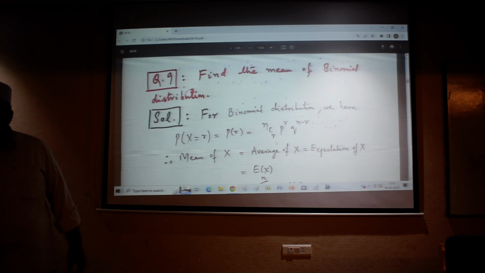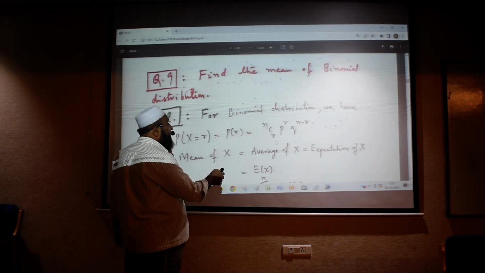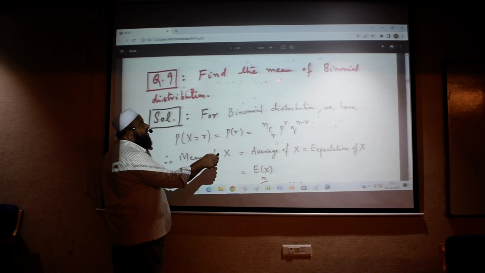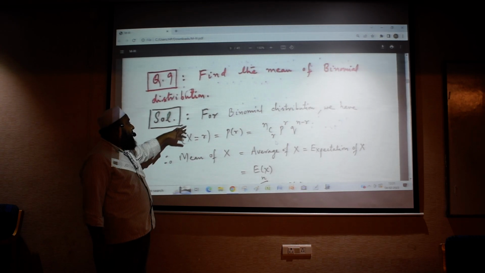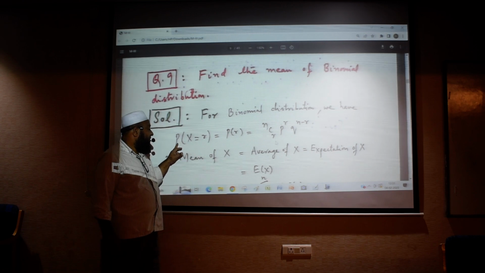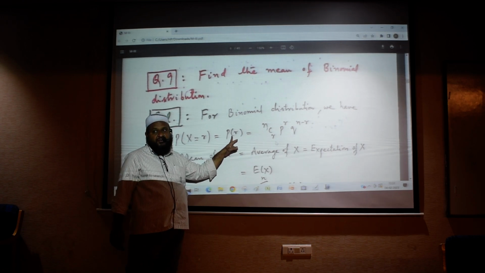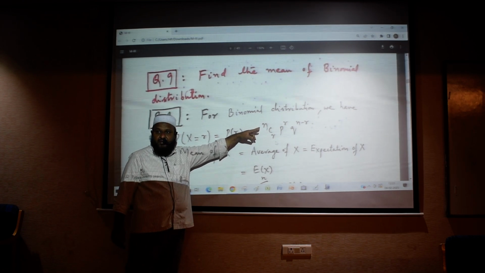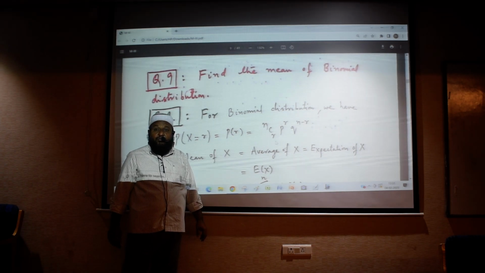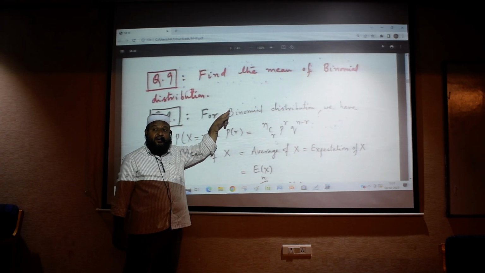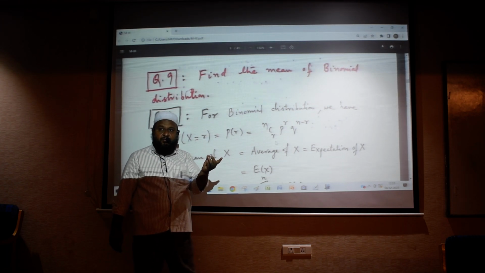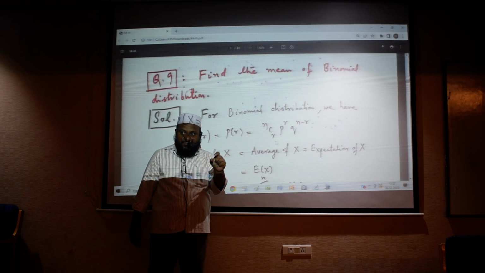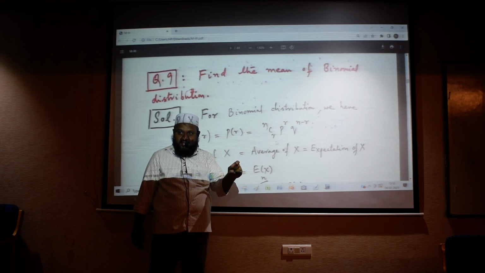8 problems are over. Now next we are coming to the 9th one, that is find the mean of binomial distribution. For binomial distribution, we have P of X equal to r given by P of r, that is nothing but nCr, P power r, Q power n minus r. What is the random variable here, discrete or continuous? Binomial is discrete. Binomial and Poisson are the 2 distributions for discrete random variables in this unit.